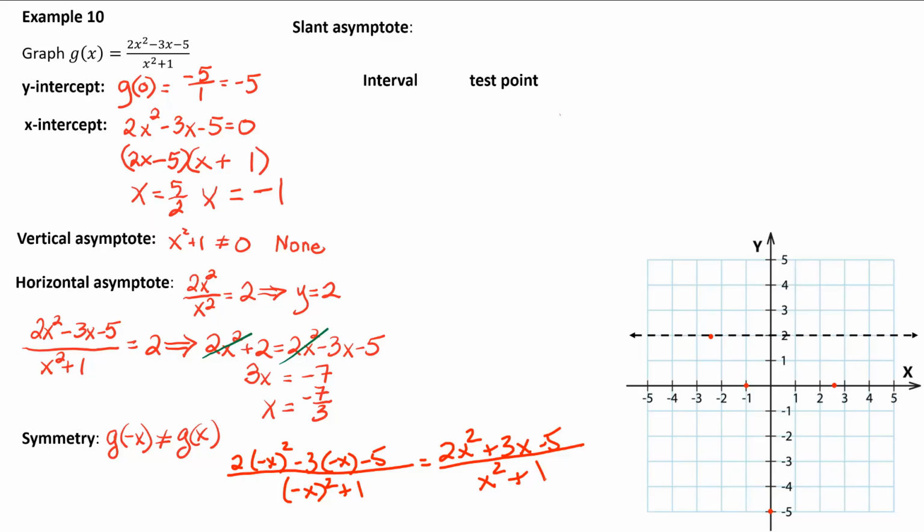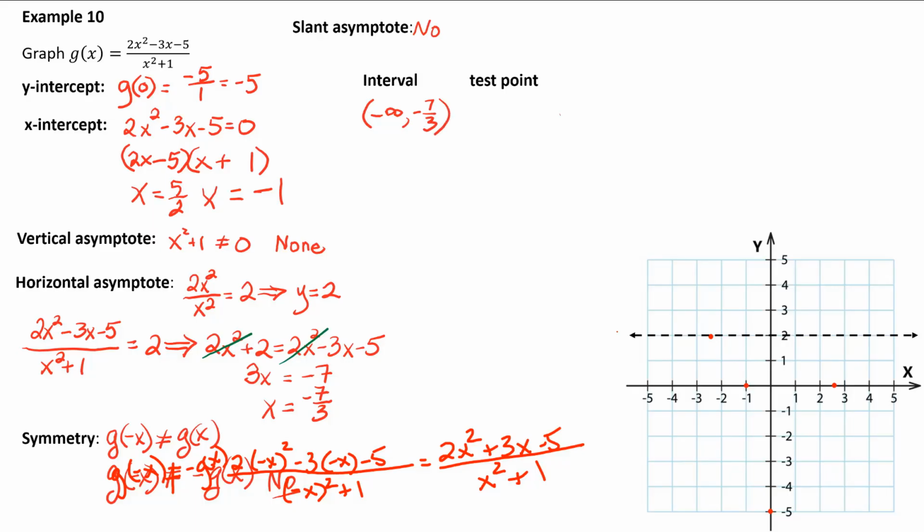Because if g of negative x is equal to g of x, then it's going to be symmetric about the y-axis. If g of negative x were equal to the opposite of g of x, then you'd have symmetry about the origin, but it's not. It's not equal to the opposite. So not even, not odd. Okay, so for the slant asymptote, remember the degree of the numerator would have to be exactly 1 more than the degree of the denominator, and that's not happening. So there is no slant asymptote.